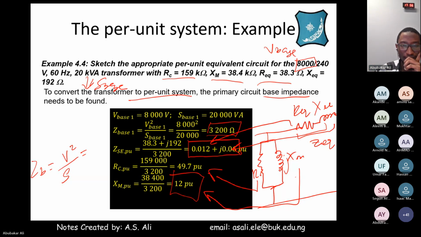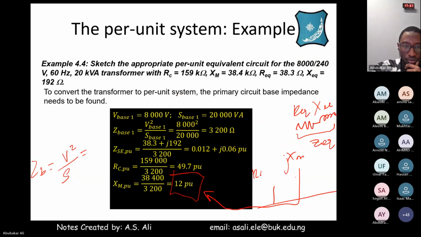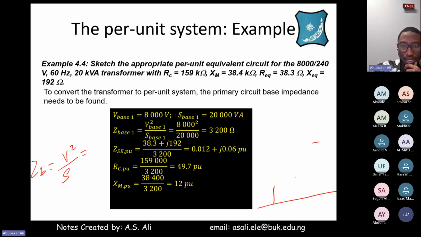Okay. So we said the per unit system helps us simplify our computation when we are analyzing transformers or electrical machine circuitry. We are given a simple system here that has a transformer, and this transformer is rated 8,000/240 volts, 60 Hz, 20 kVA. This is the transformer rating.